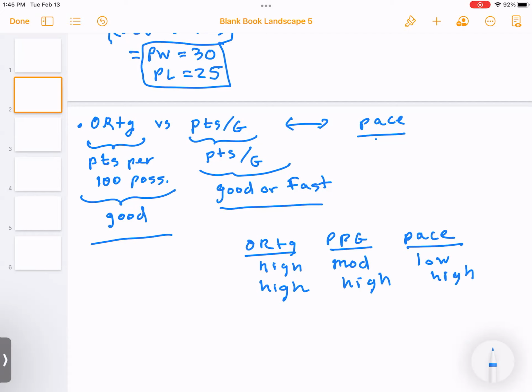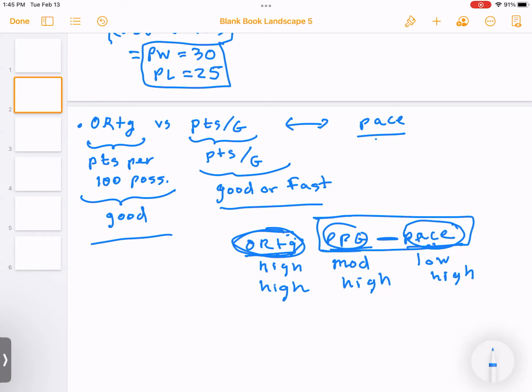Okay, and so you could just take pace and this, pace and this. But really, since pace is neutral, this I can think of as a function of these two. That's what I wanted to say. Okay, O rating is a function of these two.